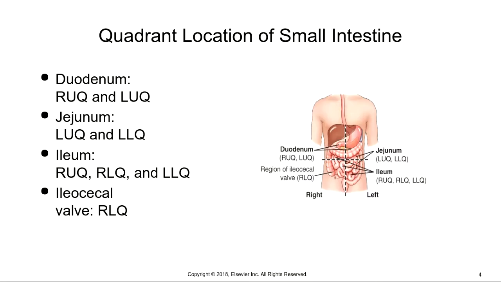All right, when we look at the quadrant location of the small intestine, remember we have the four quadrants: the right upper, left upper, right lower, and left lower. And they just show you the positional relationship of where everything is. So remember, we've got the duodenum, the jejunum, the ileum, and then the ileocecal valve, which is mainly in the right lower quadrant.